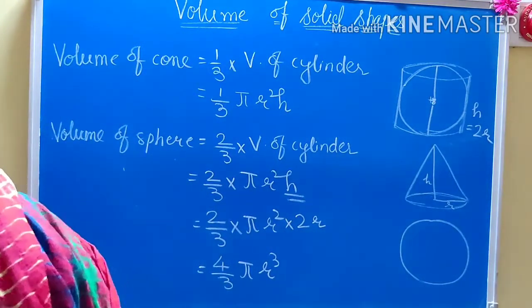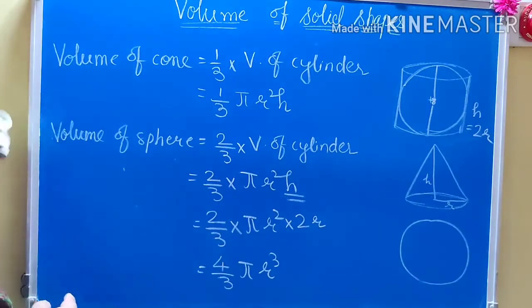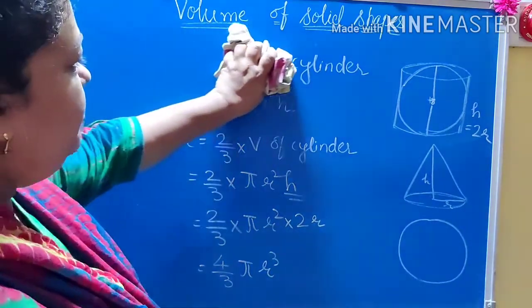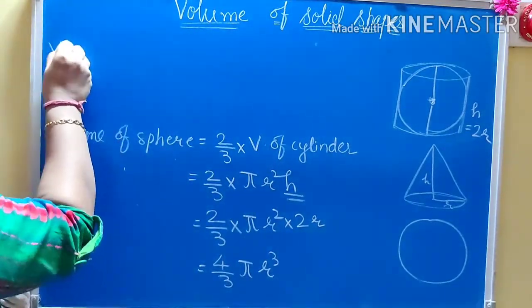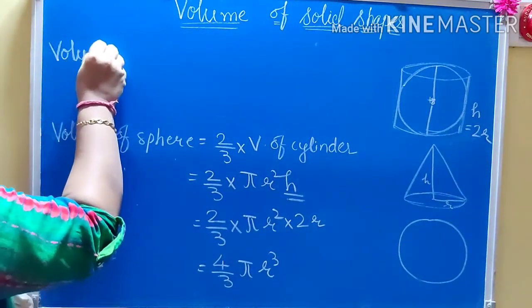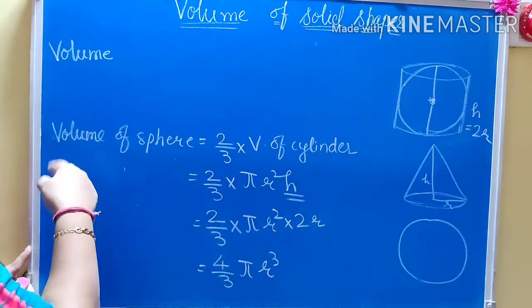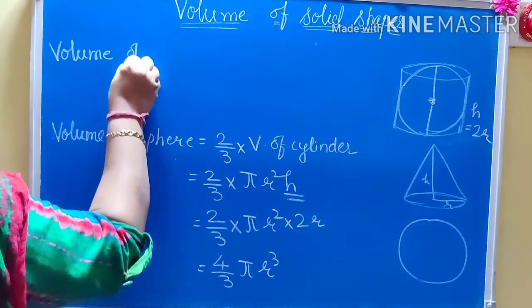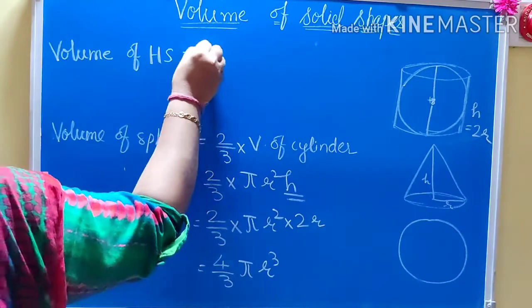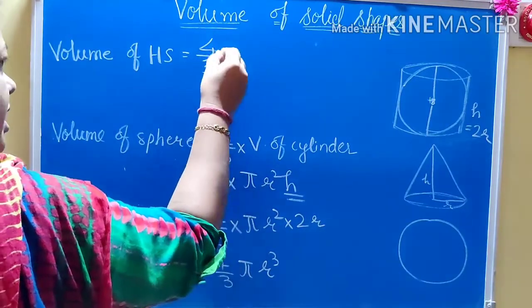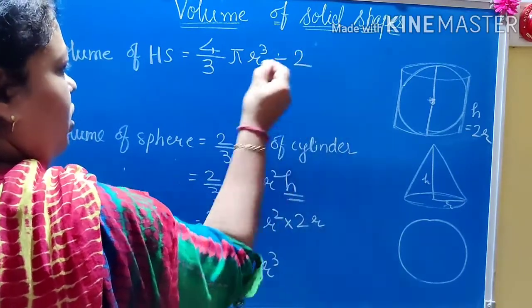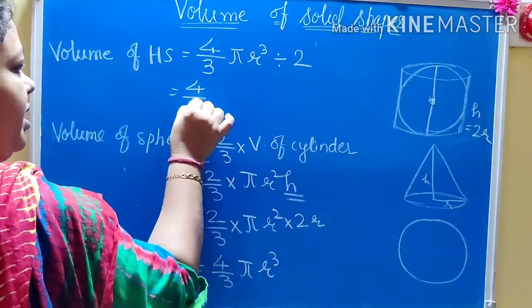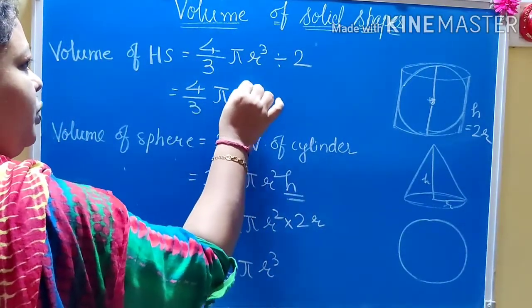Now how will you find the volume of a hemisphere? If you divide the sphere into 2 equal parts, you get a hemisphere. In the same way, dividing the volume of the sphere by 2, you will get the volume of the hemisphere. So the volume of a hemisphere is equal to 4/3 pi r cube divided by 2.